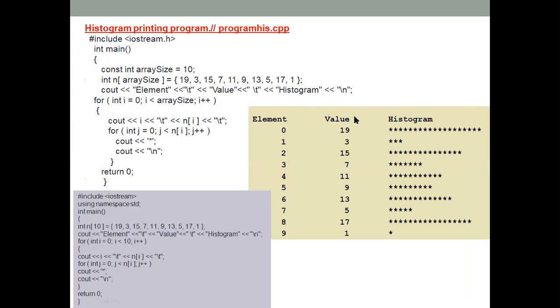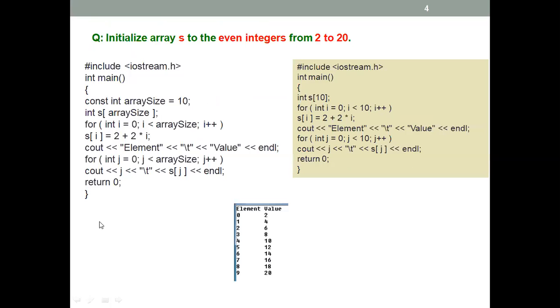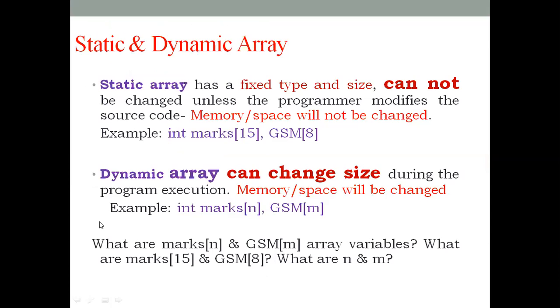After the elements and values, we have a histogram here, we just add it. Look at this program: they put array size equal to 10, but we don't have to write these things. We can simply put n equal to 10 here. So instead of 2 lines, we can combine them into 1 line.